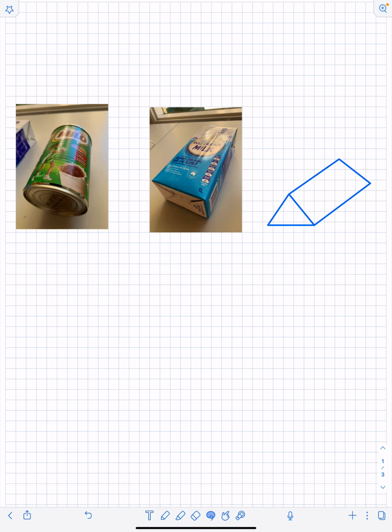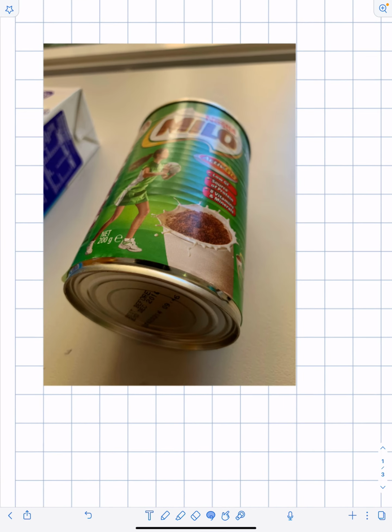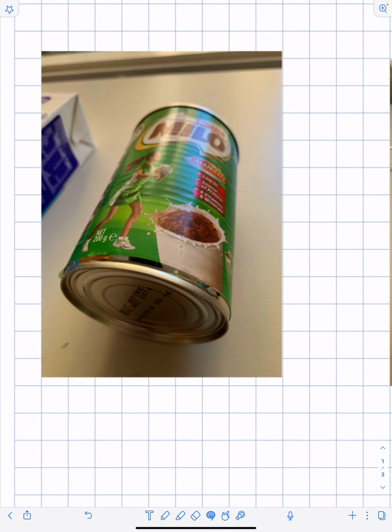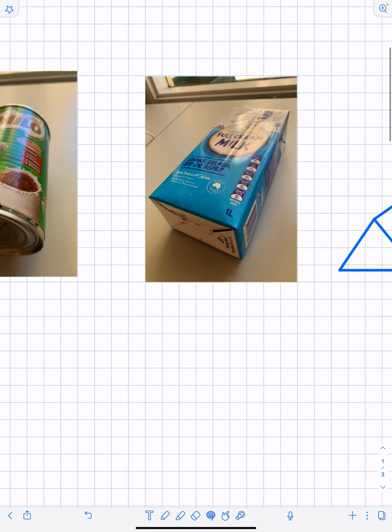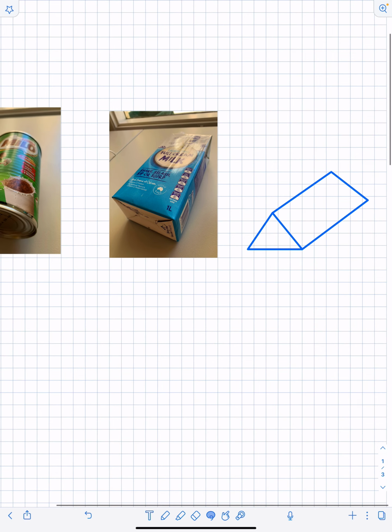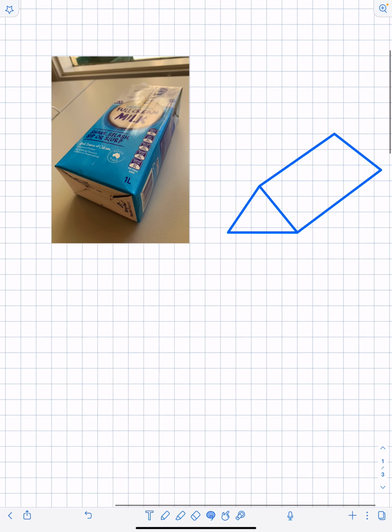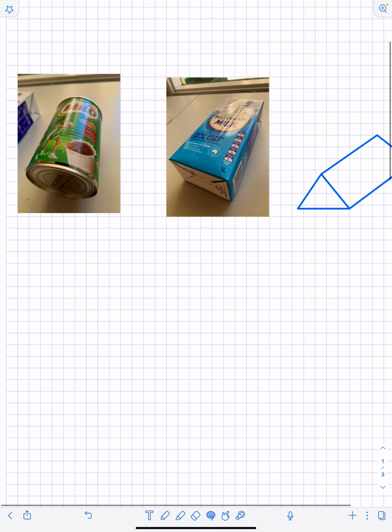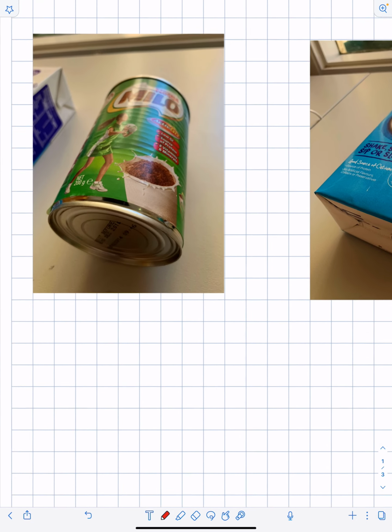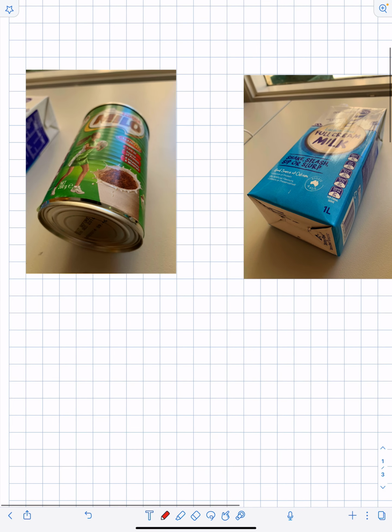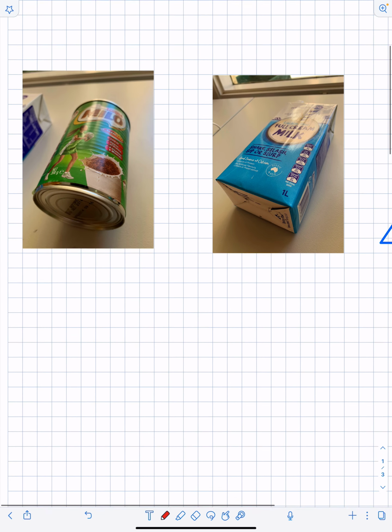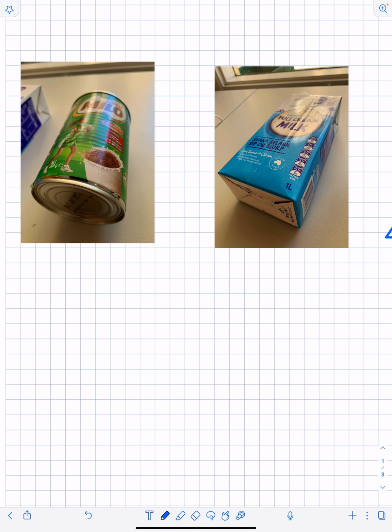In this video, we're going to calculate the volume of a circular prism, a rectangular prism, and a triangular prism. Okay, let's start with the cylinder, the can of Milo, the circular prism. Okay, so what we've got, I'll just hand draw it.